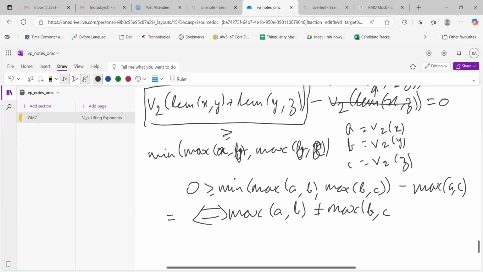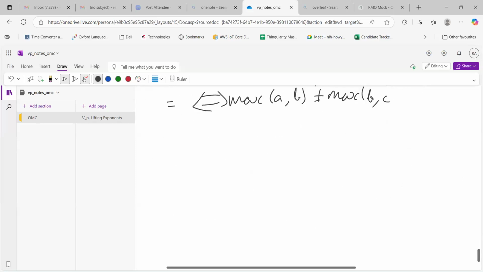And that gives us two cases, right? One case is max of a comma b is not equal to max of b comma c. What happens in this?